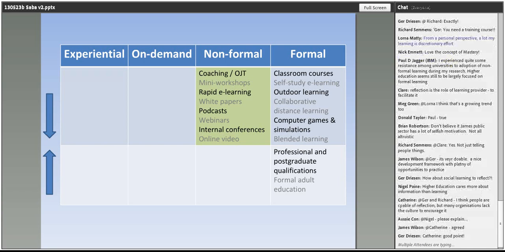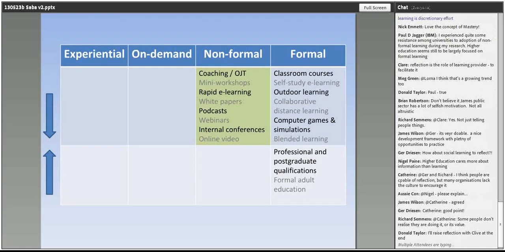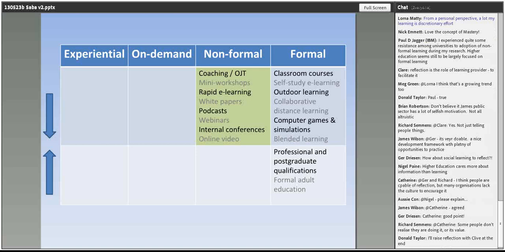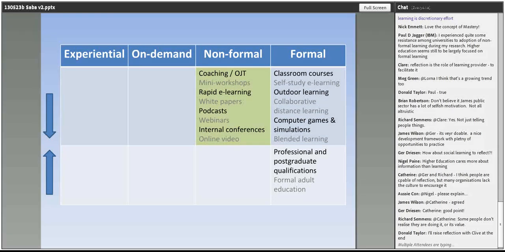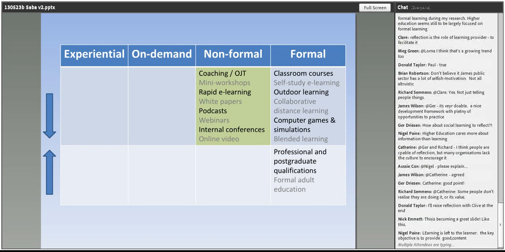There's the obvious thing of on-job training and coaching, which is such a significant factor in most people's learning. But also, there are so many different smaller ingredients that these days enable us to keep up to date. Mini workshops, the sort of 1-hour workshop, rapid e-learning content, white papers, podcasts, webinars like this, internal conferences, online video. All of these things are playing such a huge role.